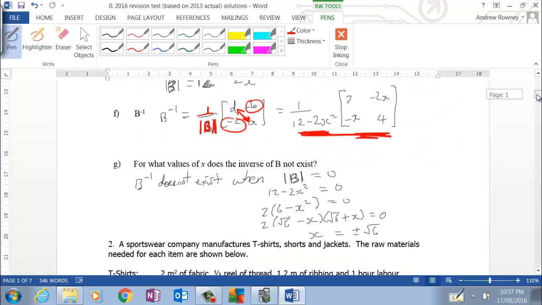So for what values does the inverse not exist? It's when that there is 0, because you could never divide by 0. So when that's 0, factorise it, FOIL it, and so it's when x is those numbers, then you wouldn't have an inverse.